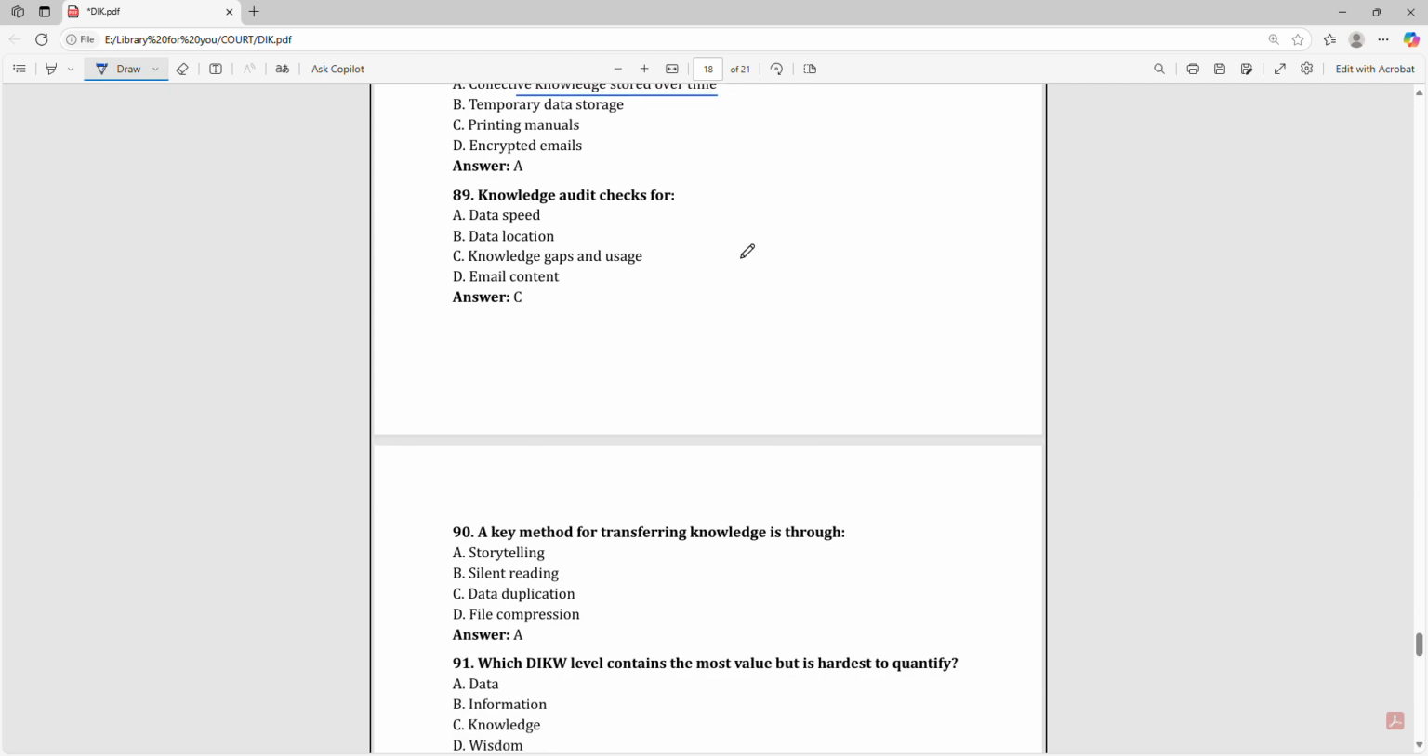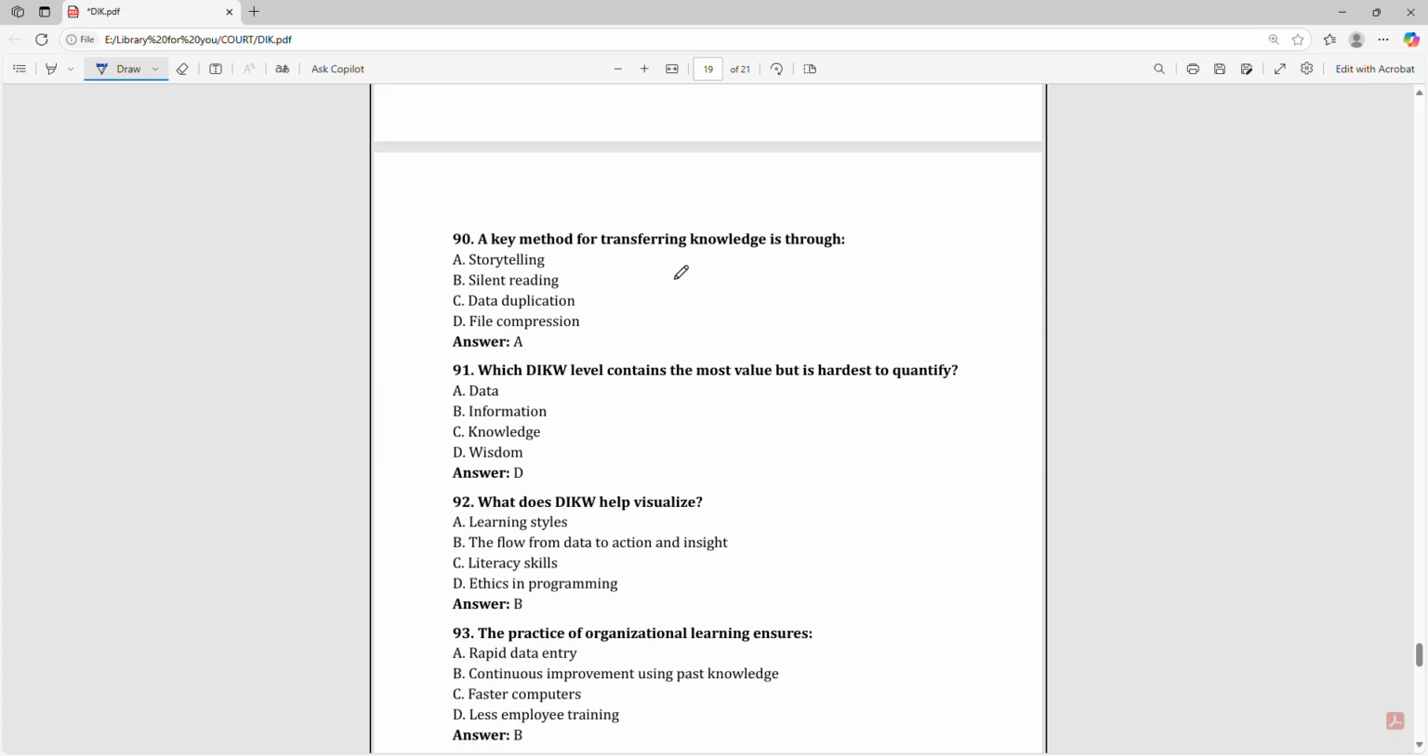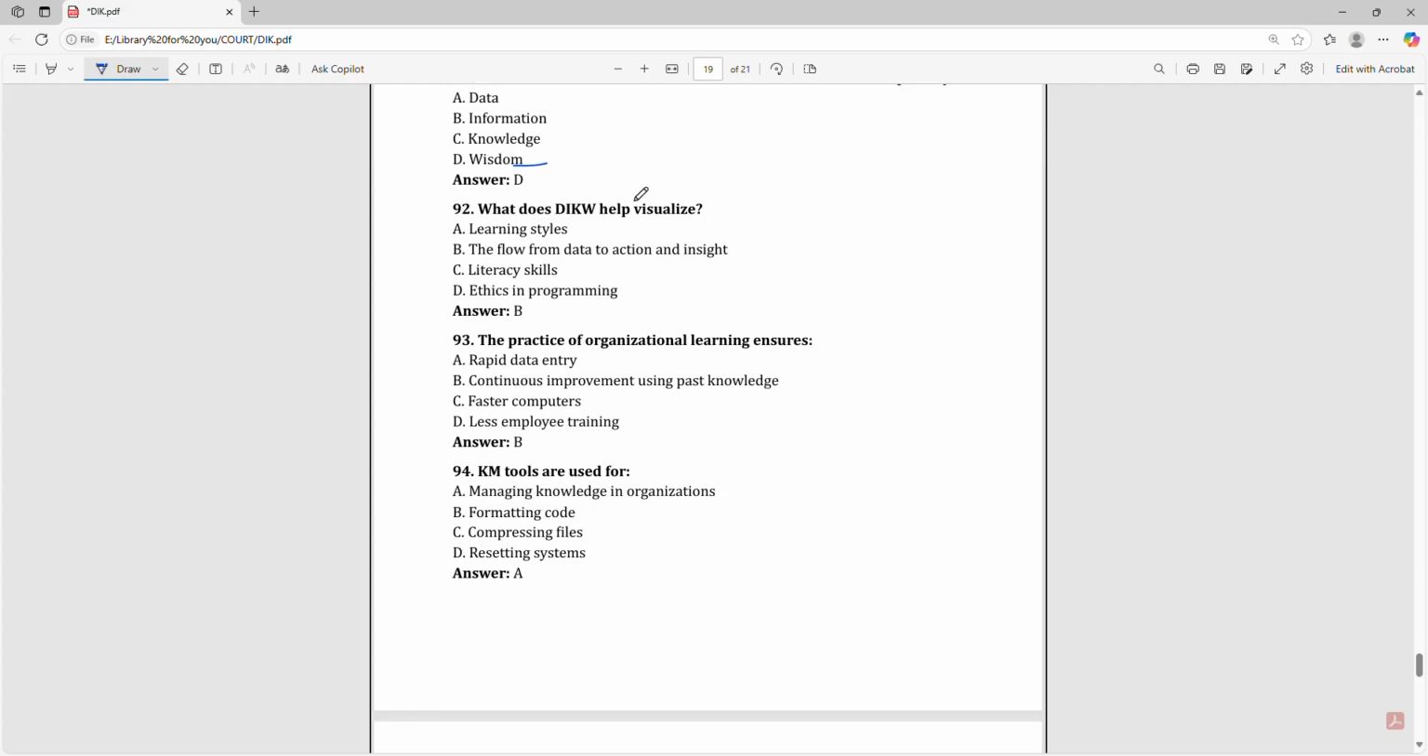A knowledge audit checks for knowledge gaps and uses. A key method for transferring knowledge is through storytelling. Which DIKW level contains the most value but is hardest to quantify? Wisdom. What does DIKW help visualize? That is the flow from data to action and insight.